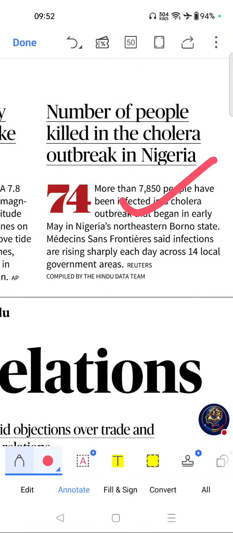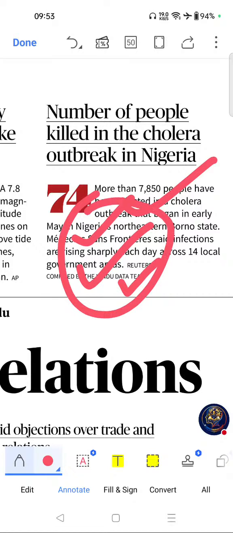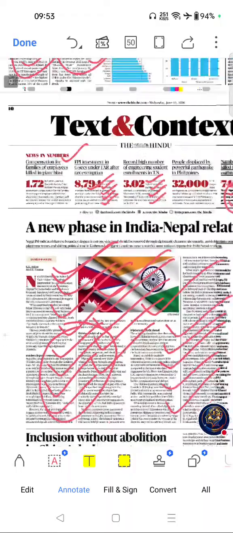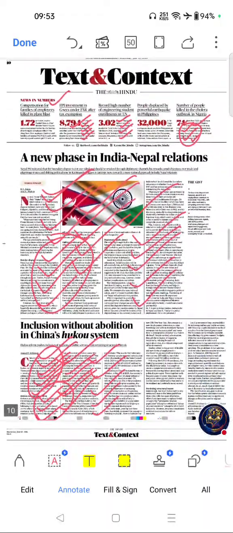Number of people killed in the cholera outbreak in Nigeria. Exam relevance: WHO, public health and infectious diseases. Move on to the next important article from this page. These are the only important articles from this page.